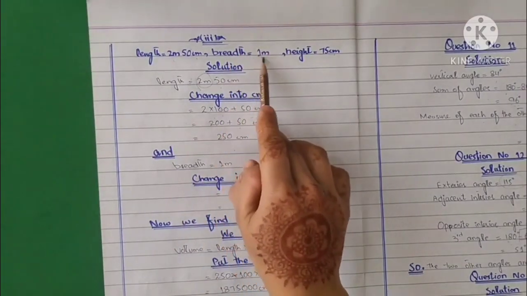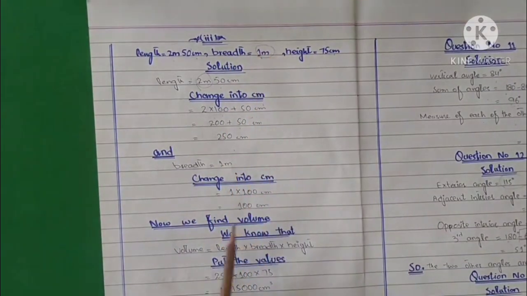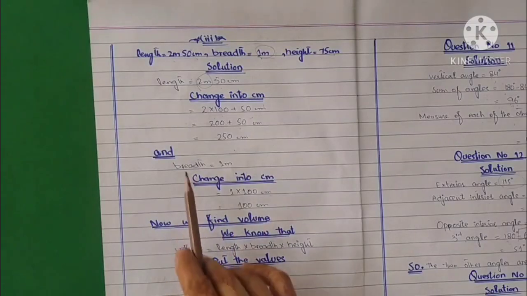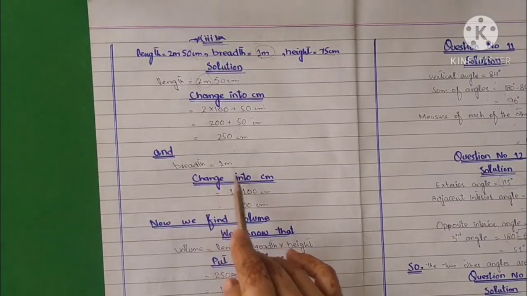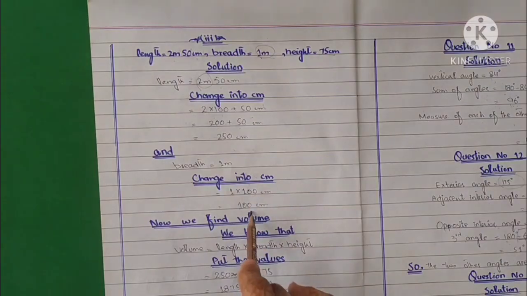Now we will convert this breadth 1 meter into centimeter. So dear students, breadth is equals to 1 meter change into centimeter. I will multiply 1 by 100. 1 multiplied by 100, it is equals to 100 centimeter.